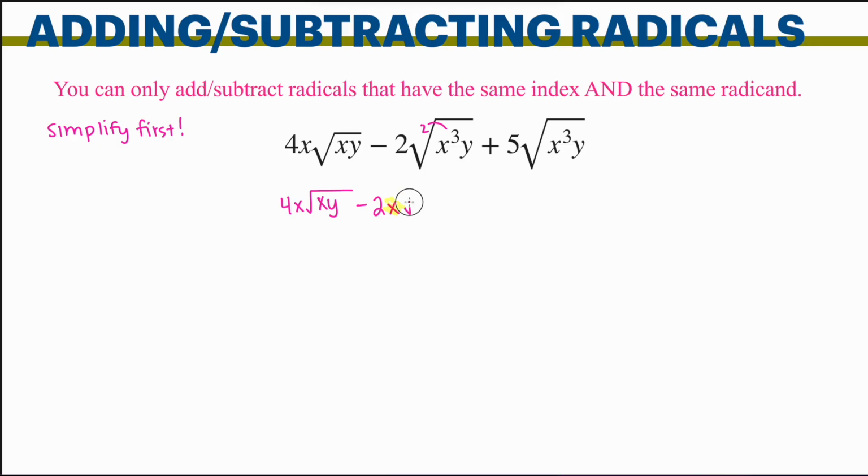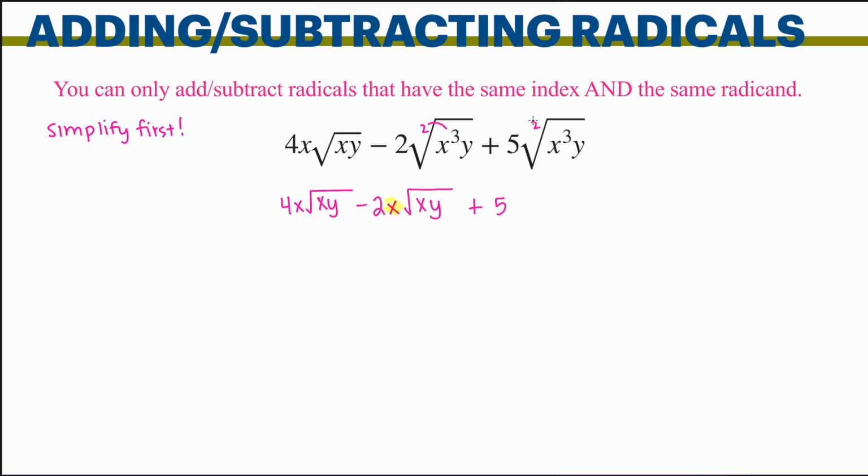And then when I do that, one of them will be left inside here because 2 goes into 3 once with 1 left over. And then this y is still stuck because 2 can't go into 1. Now the next one, same thing with the 5. This is a square root. So I'm just going to bring down the 5.